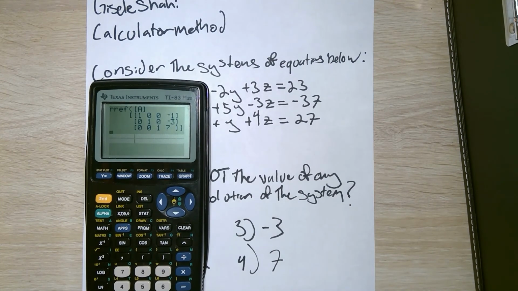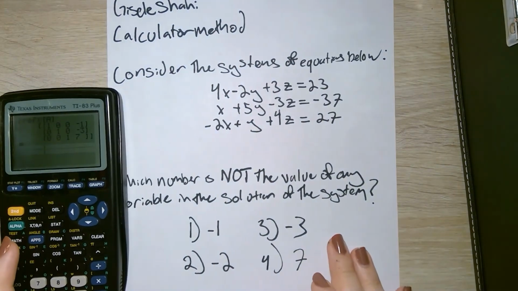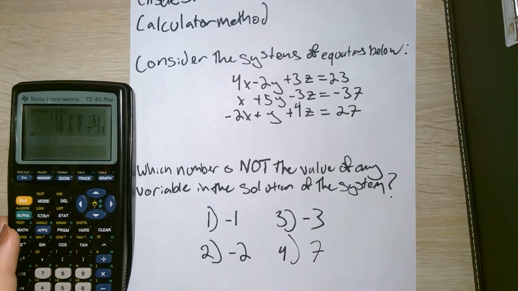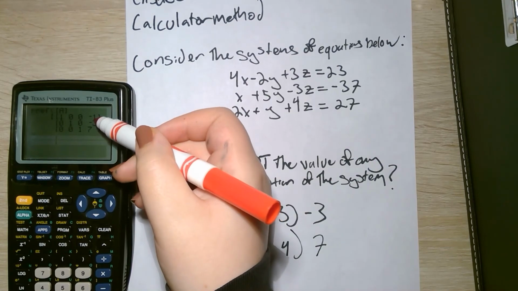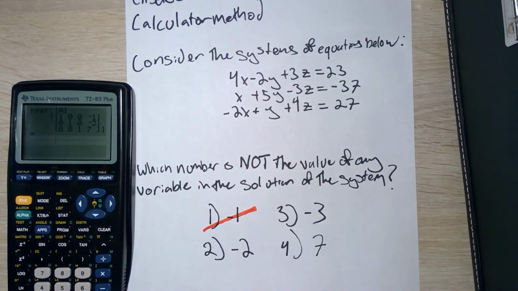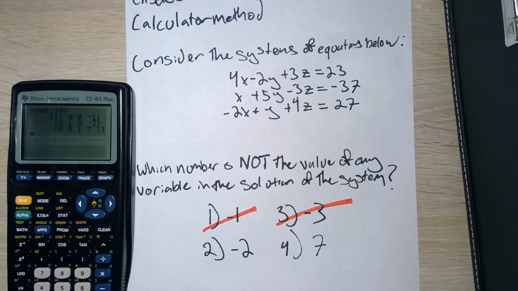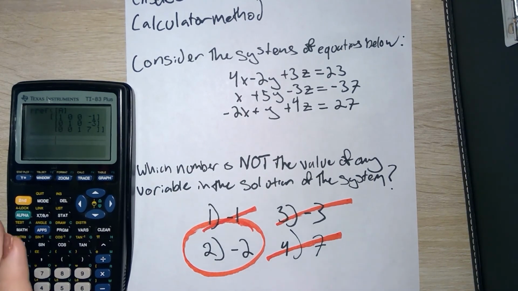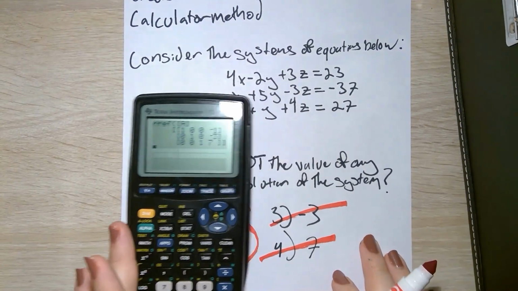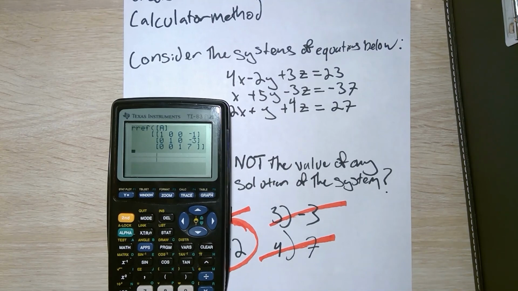So now we'll see which is not a value of the variables in the solution. We have -1 is our answer, so we cross out -1. -3 is our answer, so we cross it out. 7 is our answer, so now we're left with -2, and -2 is not a value of the variables. So that's how you use the calculator method. Thank you for watching.